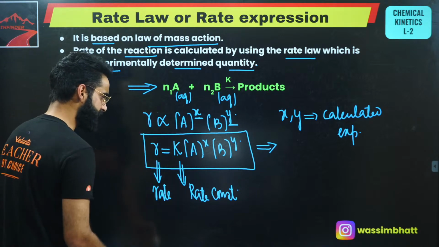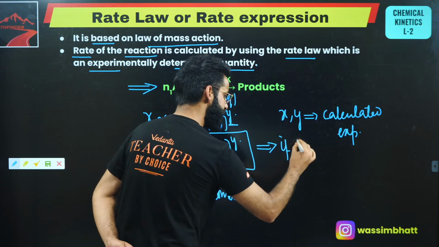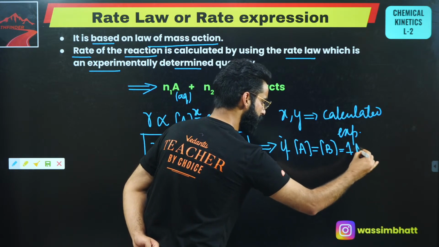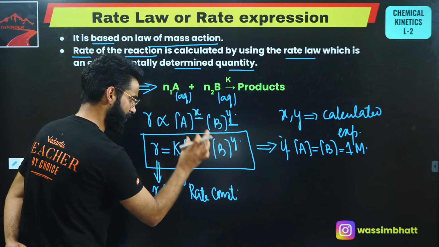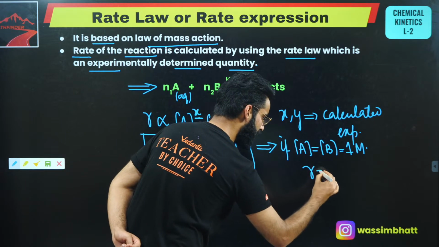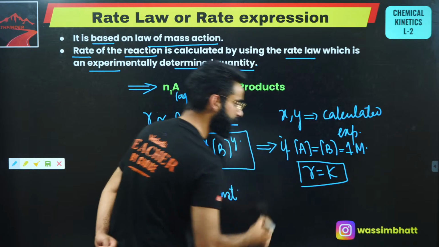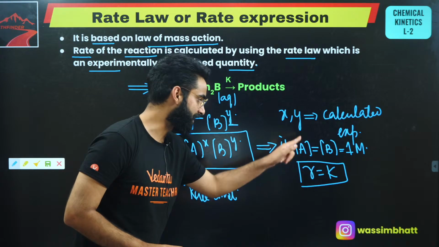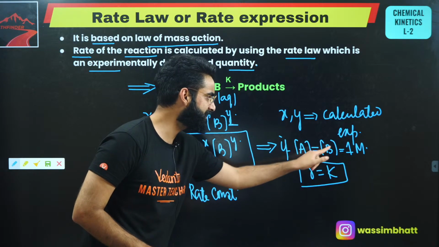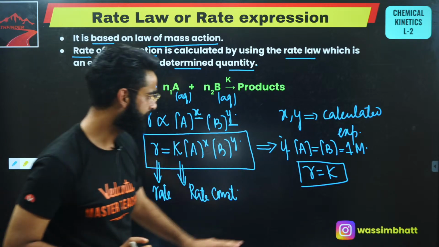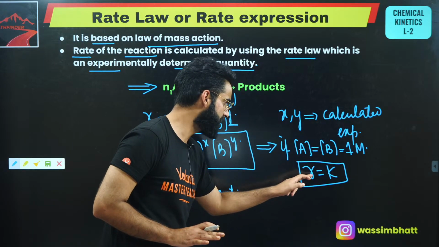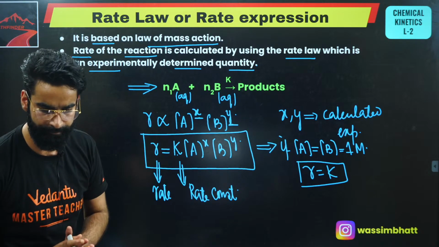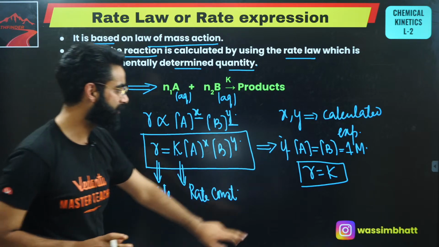First of all, let's assume the concentration of A and the concentration of B are both equal to 1 molar. I can clearly say the rate of reaction will be equal to the rate constant at that time. So the rate constant is basically the rate of reaction when the concentration of reactants is taken as unity, as simple as that. Now, a few more things about this rate constant.